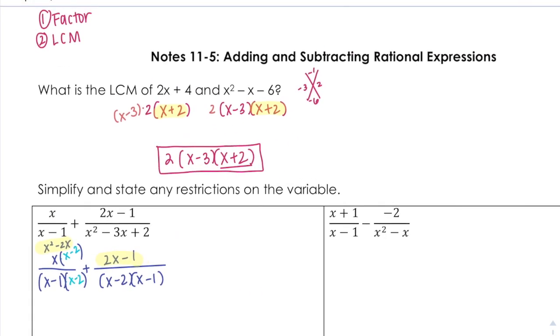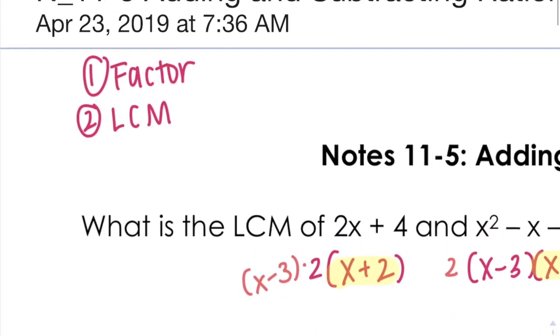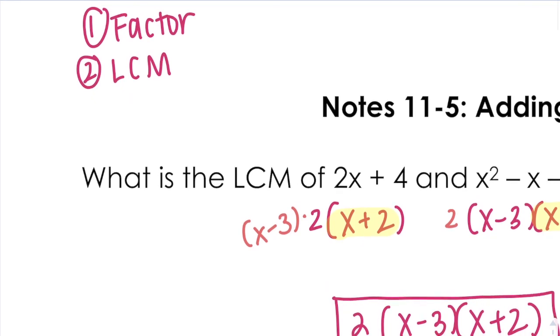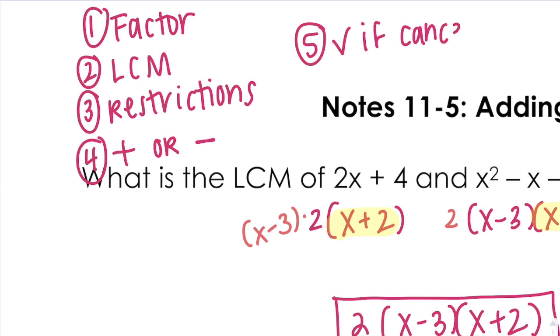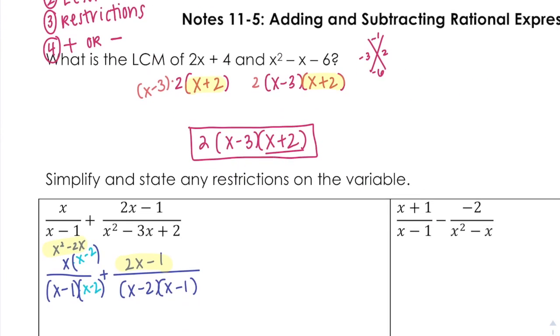So there are some steps with these. I'm factoring. I need to find my least common multiple. I also need to state the restrictions. So can't forget that step. After you've factored, found the least common multiple, and stated your restrictions, now you can go ahead and add or subtract. And after you add or subtract, you need to double check if anything cancels. And you'll see what I mean here in just a second. That step has several steps within it, but you basically just need to find out if anything else cancels.